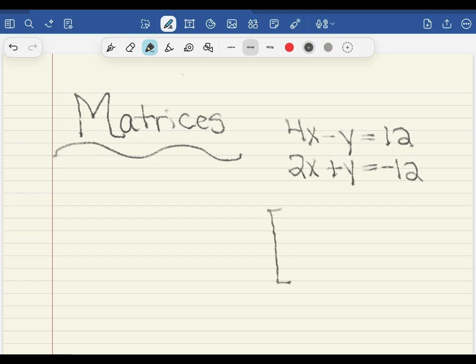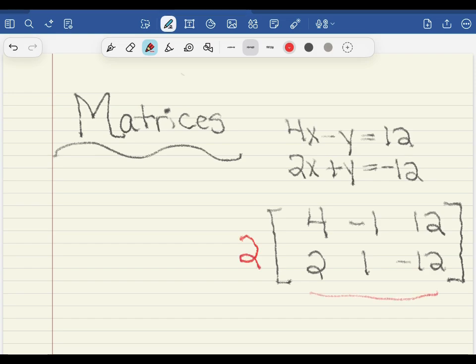So a matrix is where you basically just take the numbers that are in this system. So I'm going to take 4, negative 1, 12. All I'm doing is taking the coefficients. 2, 1, negative 12. Look how these numbers match up to the numbers that are in your system. I'm just taking the coefficients. 4, negative 1, 12, and 2, 1, negative 12. I thought I read that wrong.